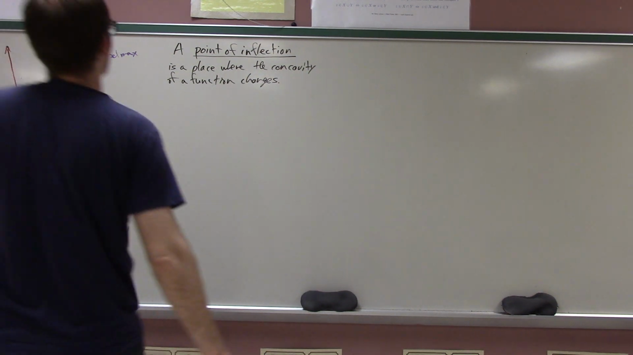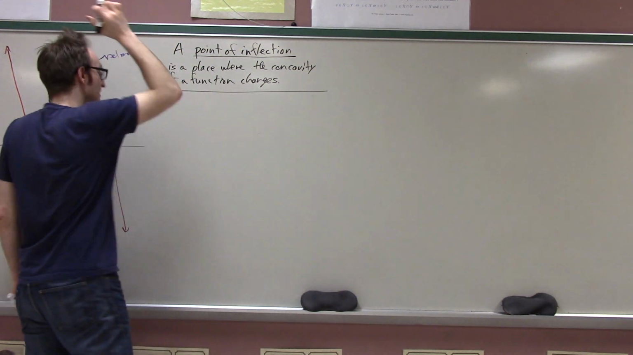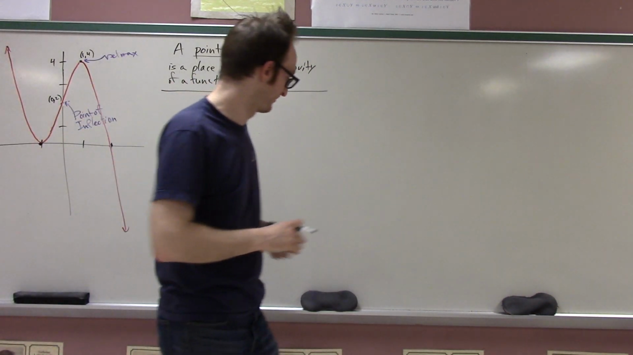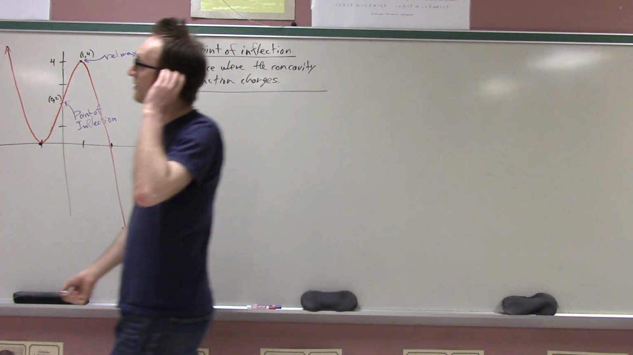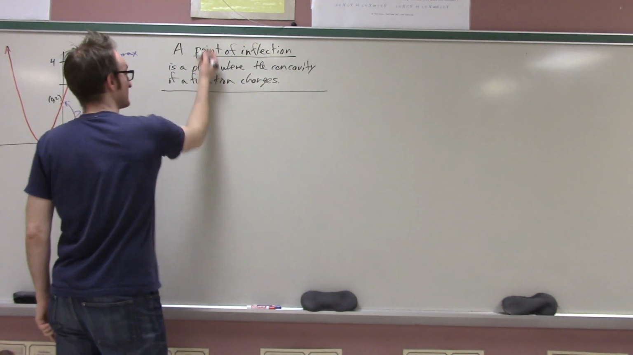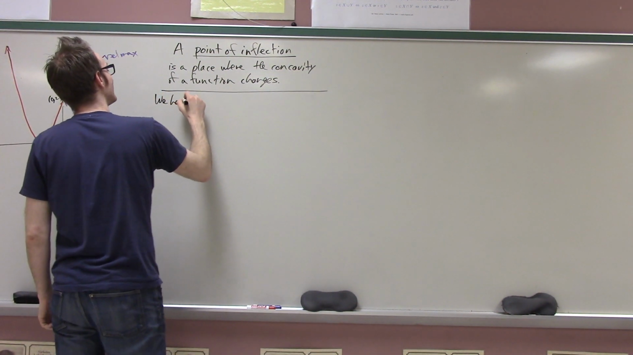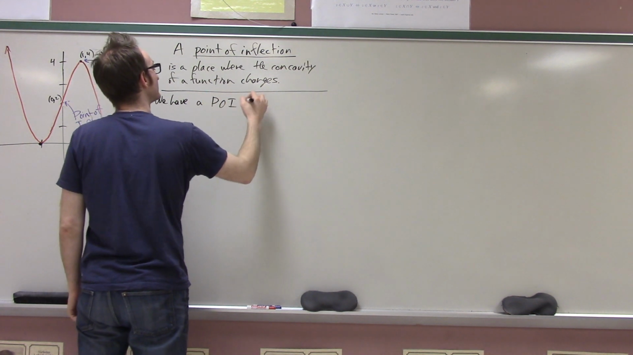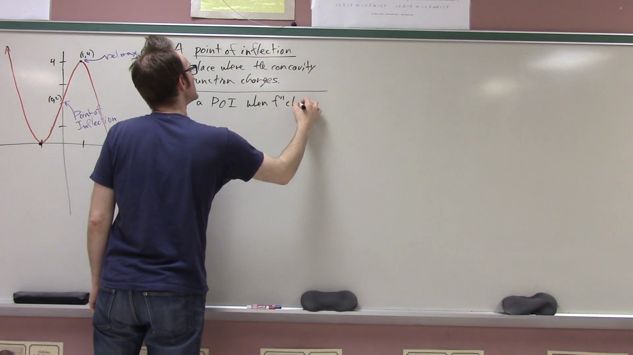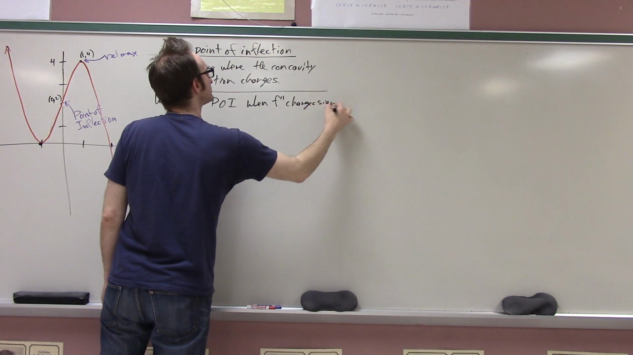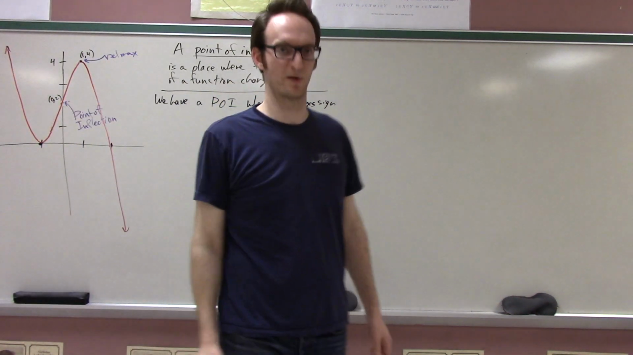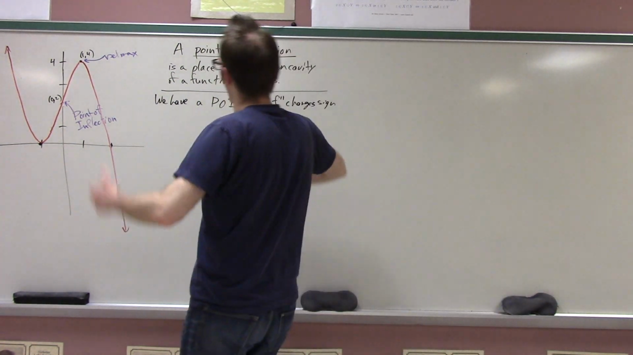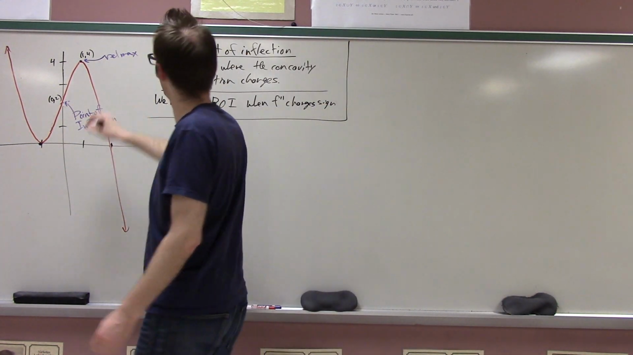And every textbook defines point of inflection a little bit differently. That's because every textbook defines concavity a little bit differently. But essentially what it boils down to is there's a point of inflection when the second derivative changes sign. So we have a point of inflection when f double prime changes sign, because the sign of the second derivative determines whether it's concave up or concave down.